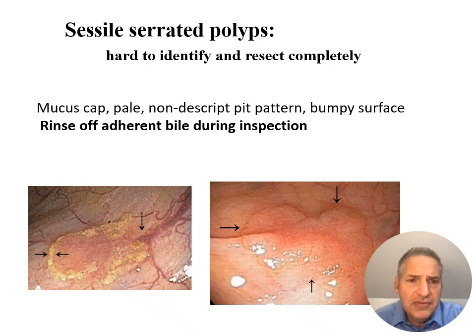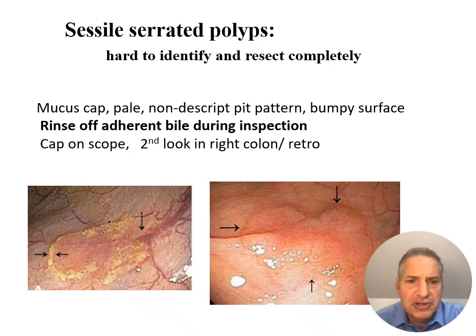To help identify these polyps, it's helpful to rinse off adherent bile during inspection. If you see an area of bile that's adherent after the water rushes over it, this may be the only indication of an underlying sessile serrated polyp. I find that having a clear cap on the scope can be very helpful to see behind folds, and it's been shown that taking a second look in the right colon where these polyps are more common, or retroflexion in the right colon may aid in detection.